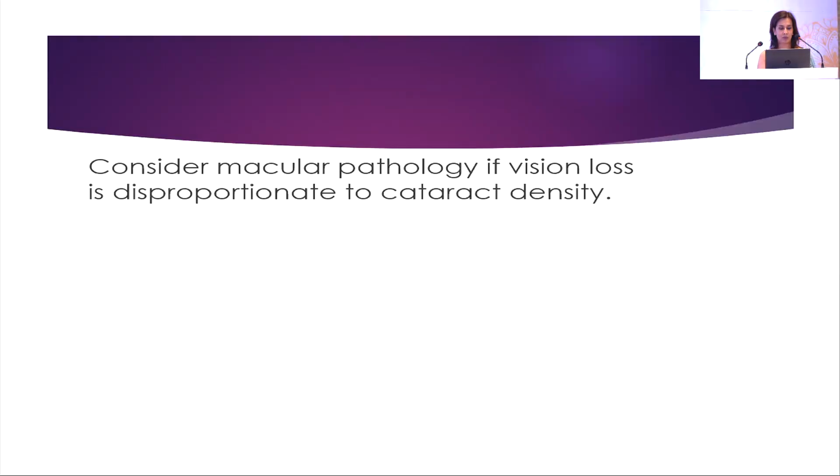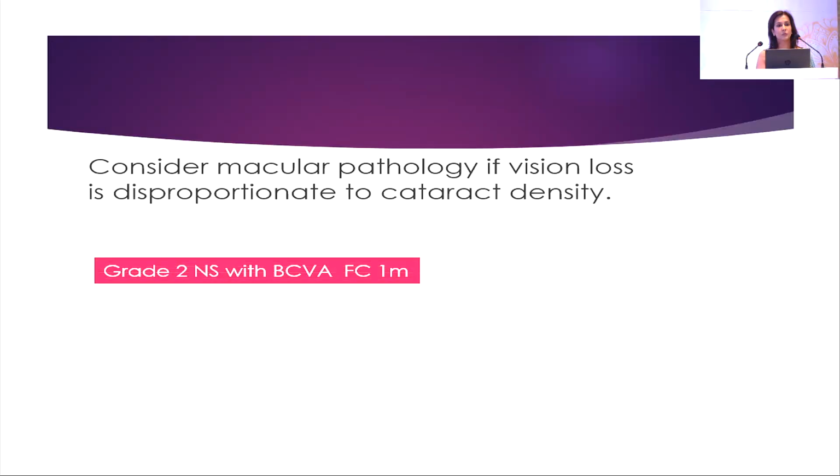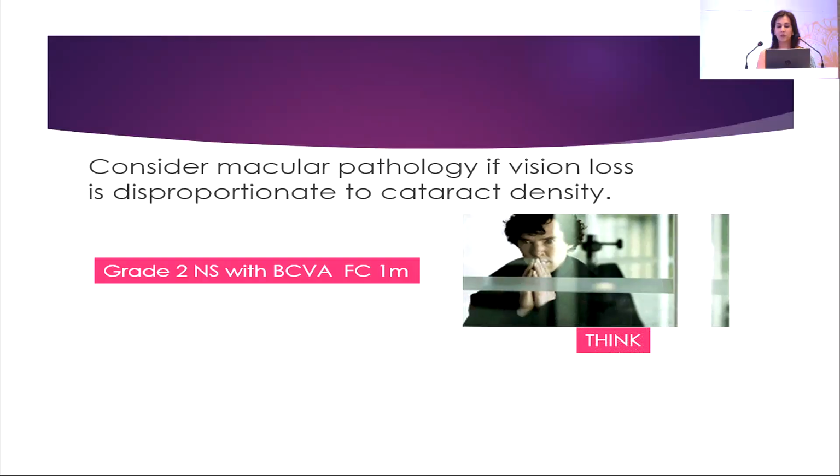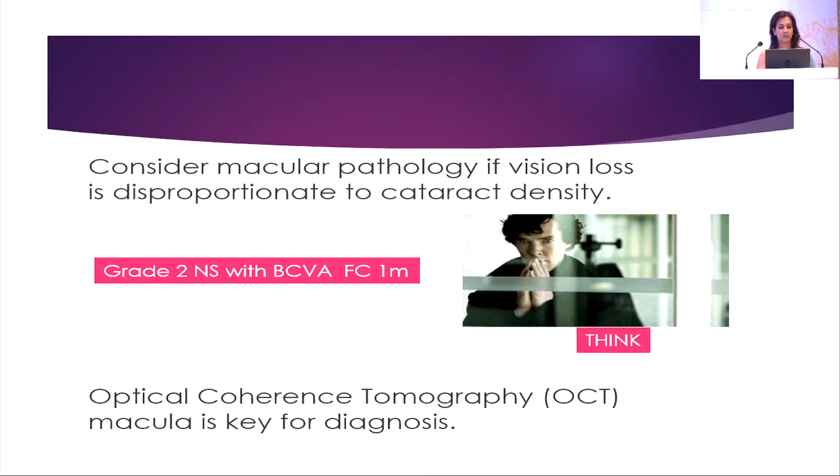And the crux of the matter: consider a macular pathology if the vision loss is disproportionate to the density of the cataract. For example, there's a grade 2 NS, but the best corrected visual acuity is only finger counting at 1 meter. Just think, because there has to be something else. And of course, as Dr. Tinku mentioned, OCT is eventually the key for diagnosing all macular diseases. Go ahead with an OCT with the slightest of doubt.